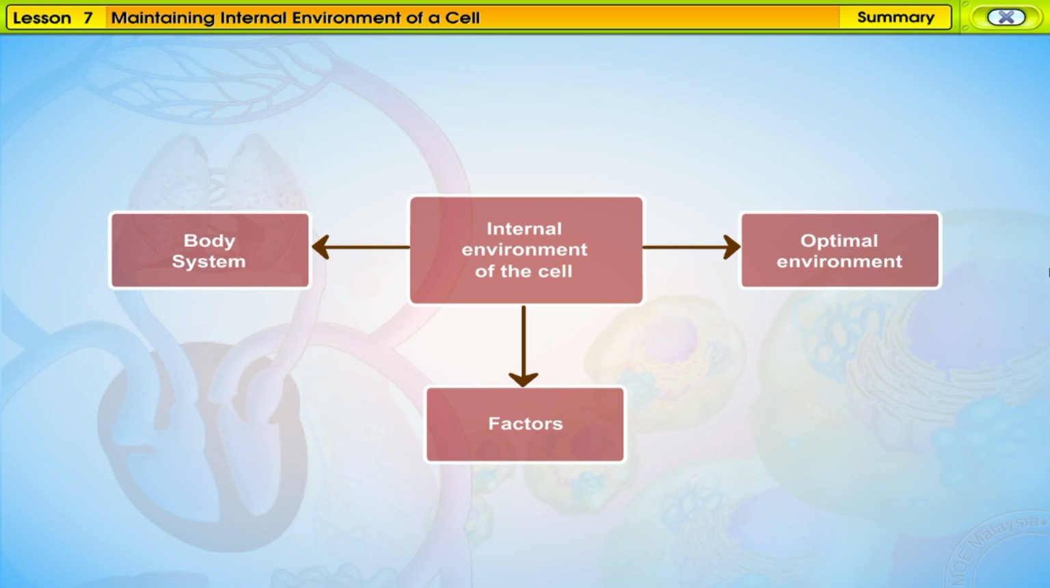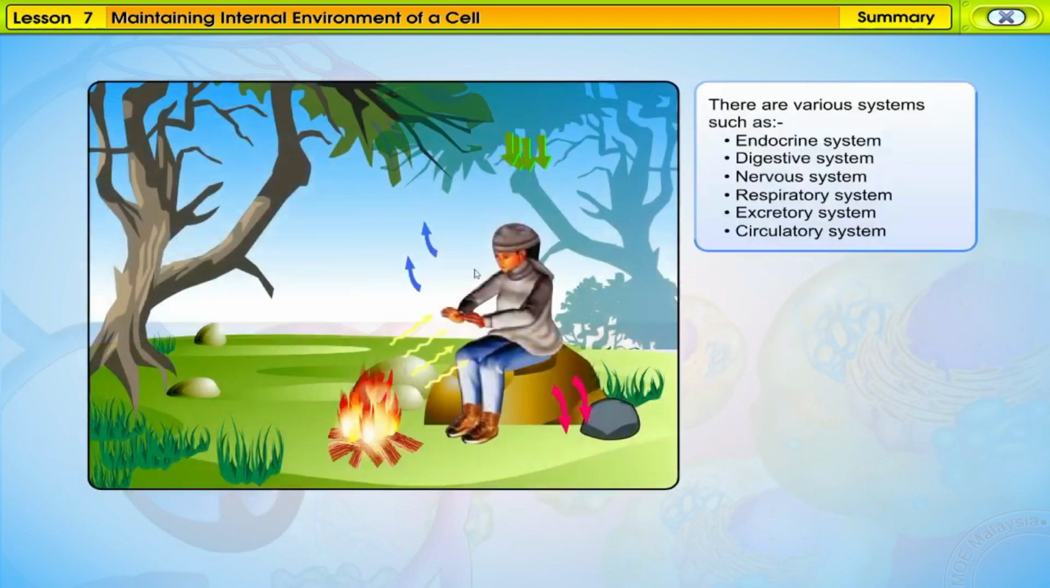This lesson consists of 4 learning outcomes. Click on each learning outcome for a brief summary of them. The different systems in our body work together to maintain an optimal internal environment so that our cells are always performing at their maximum efficiency.